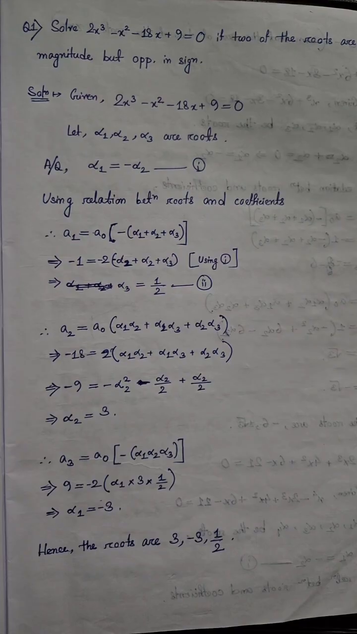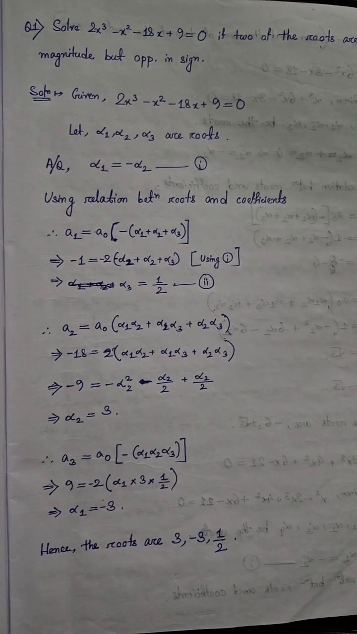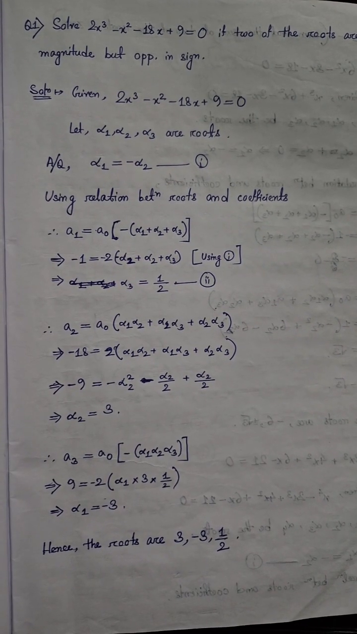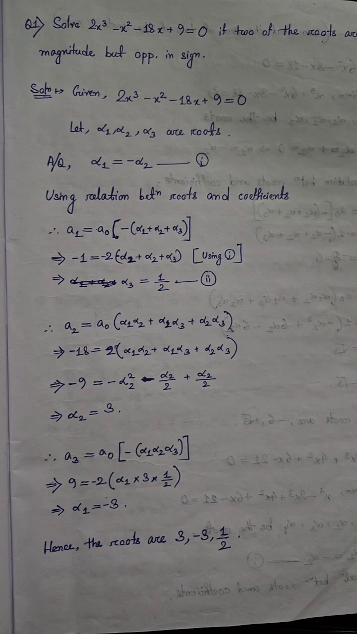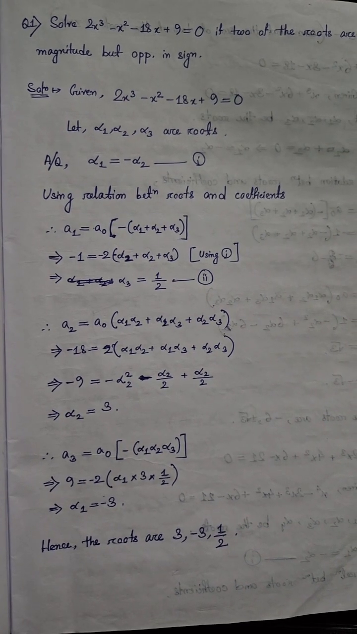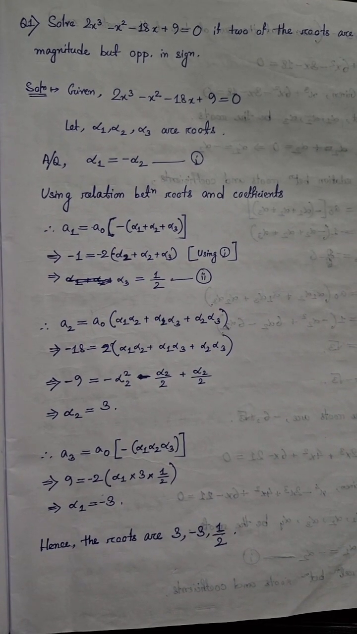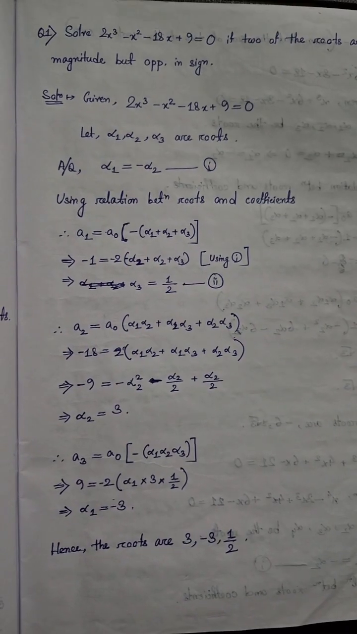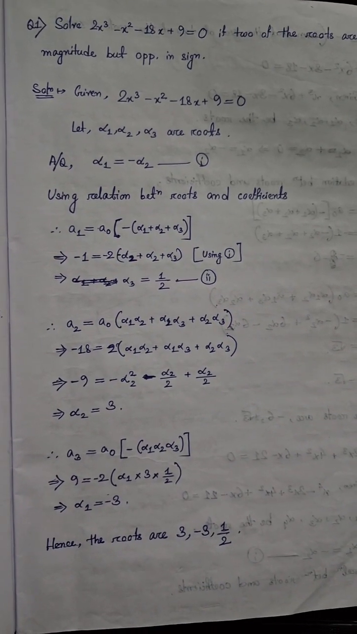Then by using the relation between roots and coefficients, the first relation will be a1 over a0 equal to minus of alpha 1 plus alpha 2 plus alpha 3. Then by substituting the values, we get alpha 3 is equal to half. Then our next relation will be the one involving a2.